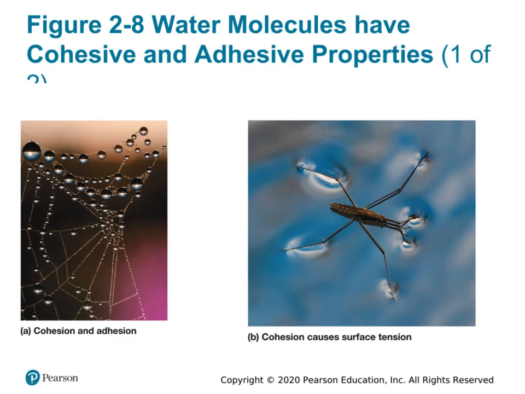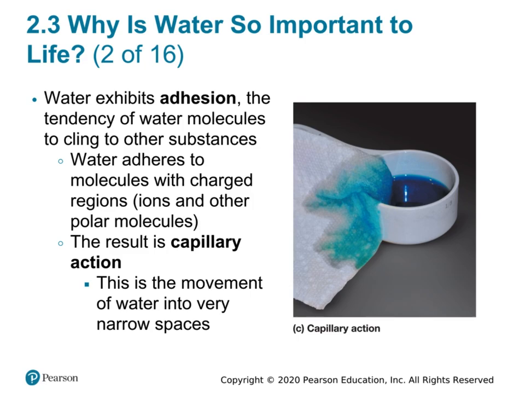Over on the right, we can see surface tension being illustrated. We can see that there's a slight bend to the water where the legs of the water strider touch that body of water, but they're using the overall hydrogen bonding between water molecules, thanks to its cohesive properties, to skate along the top. So we've talked about cohesion, but we also want to talk about adhesion because water exhibits both.